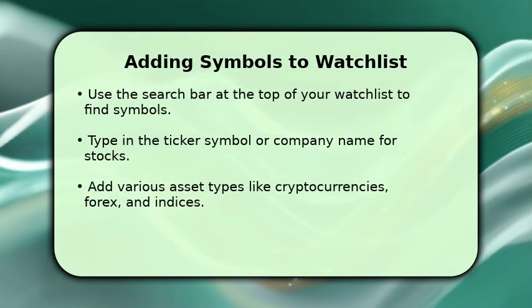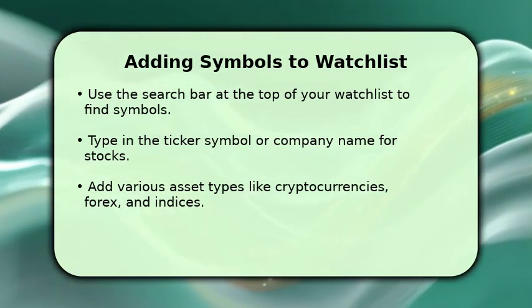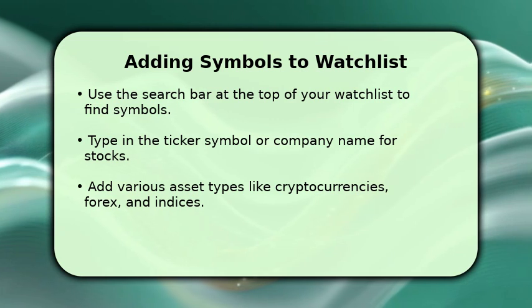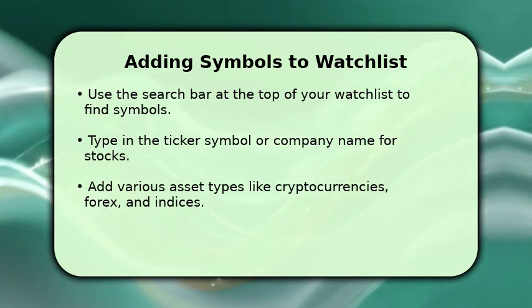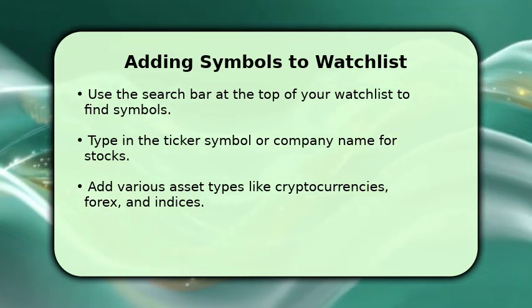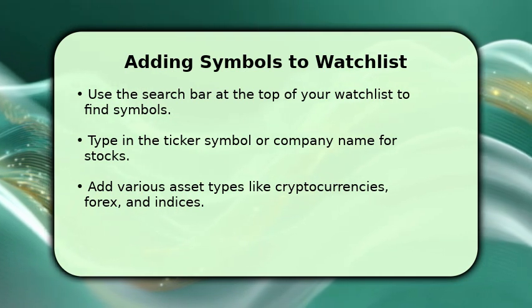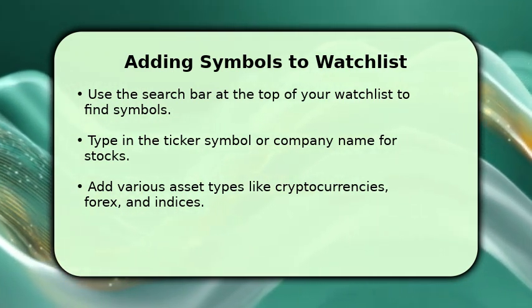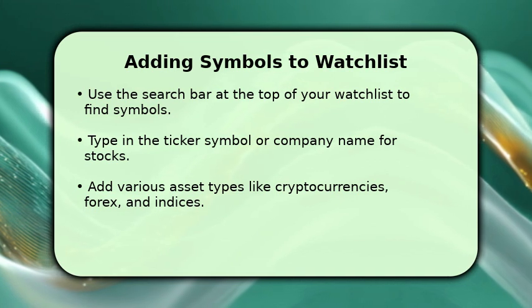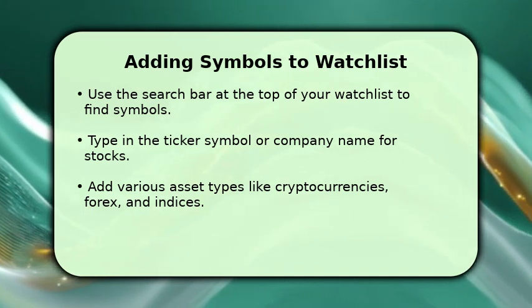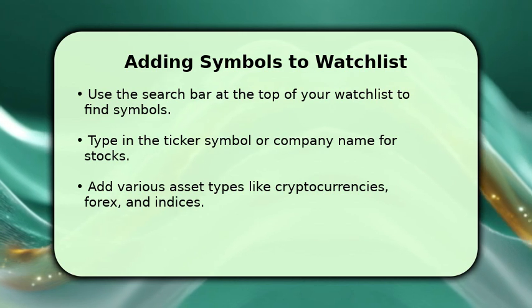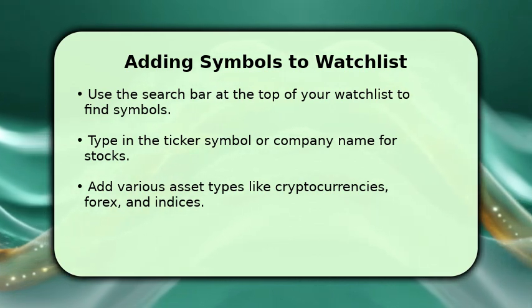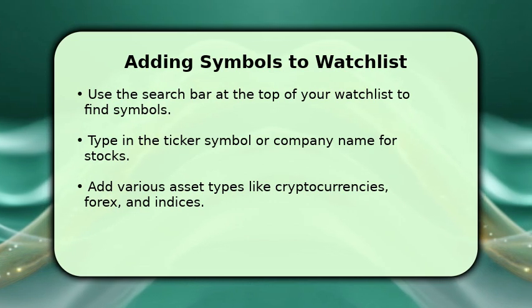Now that you have created your watchlist, it is time to add some symbols. In the watchlist panel, you will find a search bar. Simply type the ticker symbol, such as AAPL for Apple, or the full company name. TradingView supports a wide range of assets, so you can add stocks, cryptocurrencies like Bitcoin, forex pairs such as EURUSD, and even indices. After typing, select the correct instrument from the search results to add it to your list.